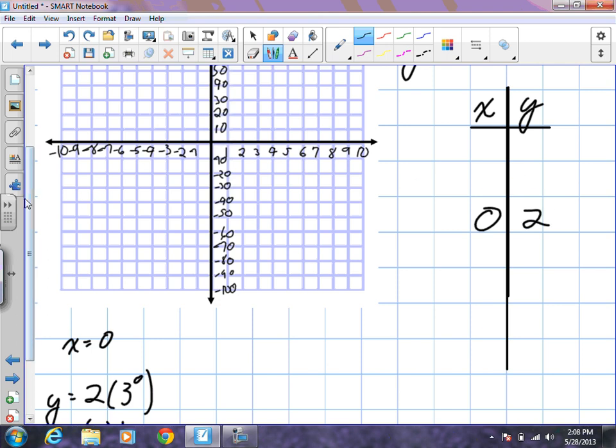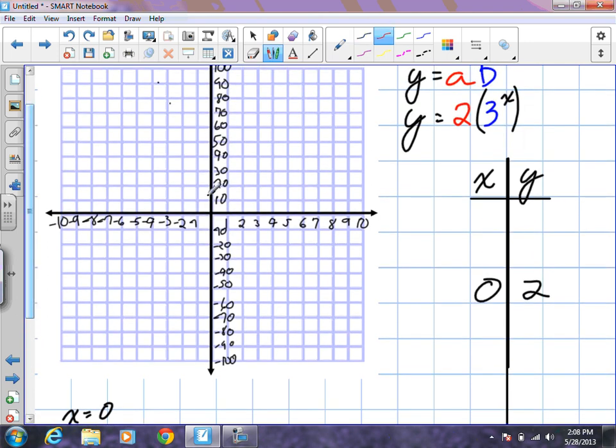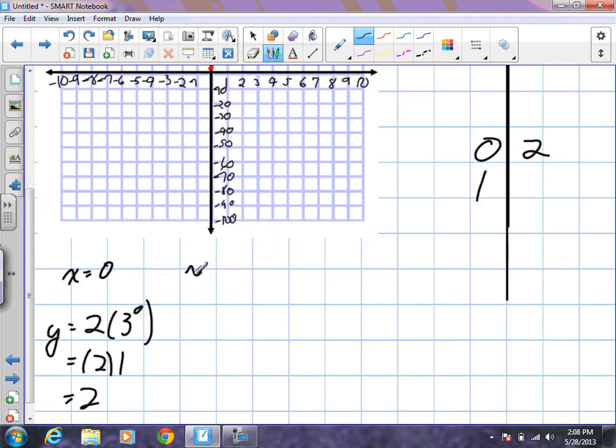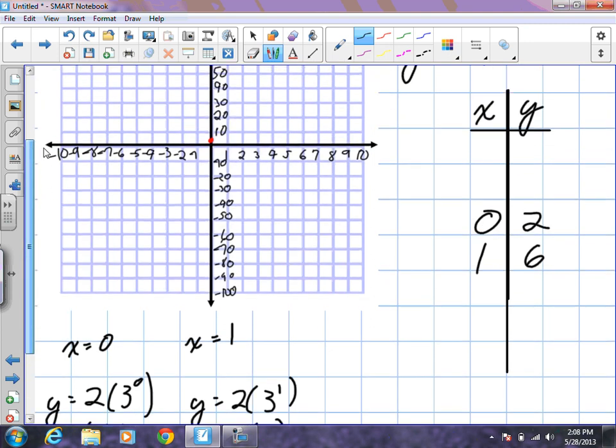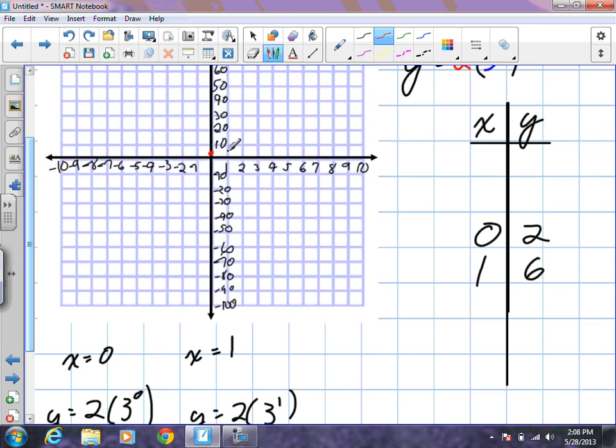That makes sense, right? I'm pretty sure that was the exact value we had before. Let's go up another one, a value of 1. When x equals 1, y is equal to 2 times 3 to the power of 1. What is 3 to the 1? 3 times 2. Our y value is 6. So our next coordinate is (1, 6). I'd say it's about there.